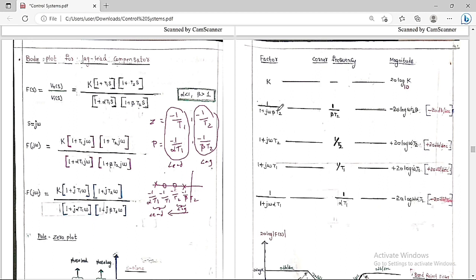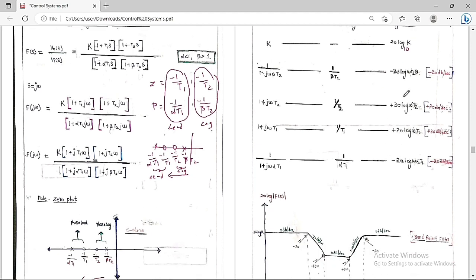So basically, for each and every factor, we have drawn the corresponding magnitude plot. Now we have to combine all of these in order to get the overall diagram. If you see clearly, what is the first term? 20 log k base 10. Then what are we going to get? We are going to get a minus 20 decibels per decade. When is it going to occur? It is going to occur at 1 by beta t2, which is minus 20 decibels per decade.